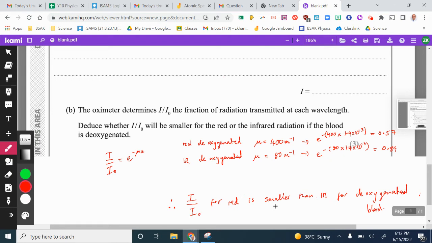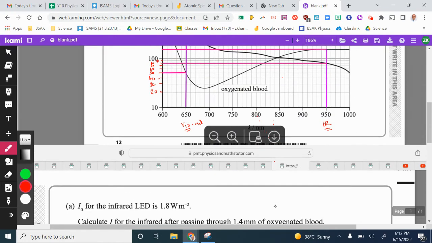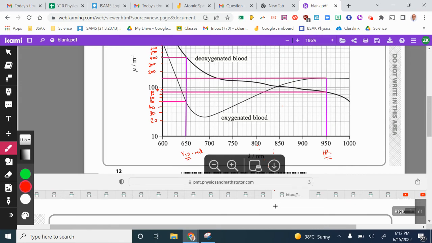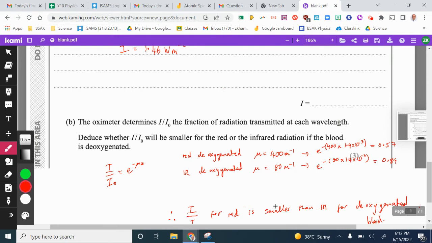So we know that mu varies for infrared and red. For infrared, I'm going to go up to deoxygenated blood and come across, and that's 80 meters to the minus one. And for red, I'm going to go up to deoxygenated blood, that's 400 meters to the minus one. So I've written that here. For red, deoxygenated blood, mu is 400 meters to the minus one. For infrared, deoxygenated blood, it is 80 meters to the minus one.